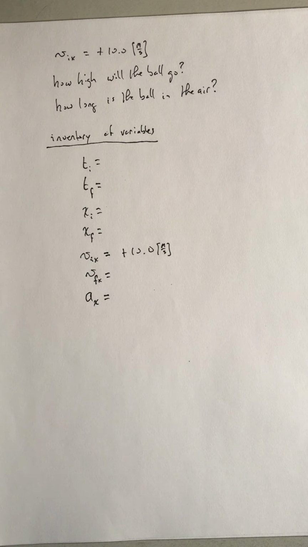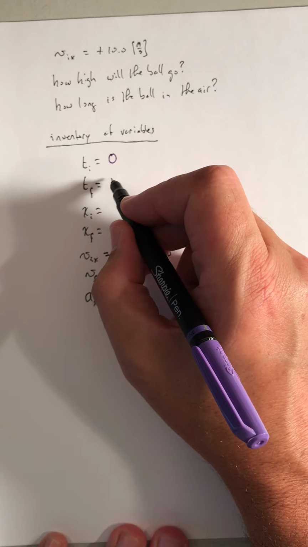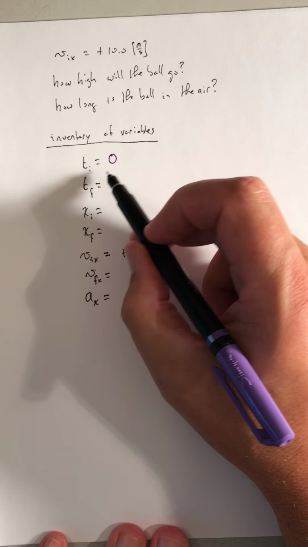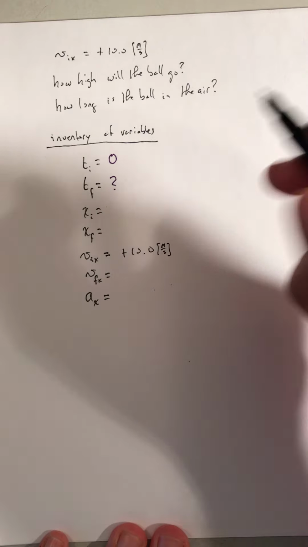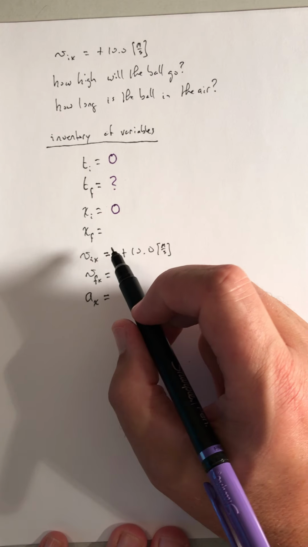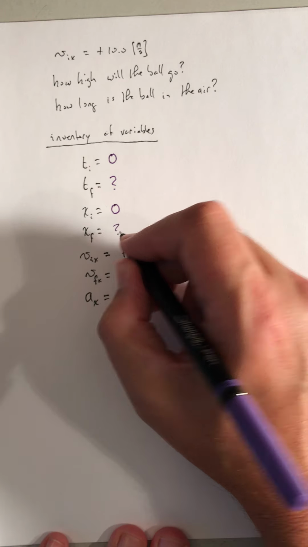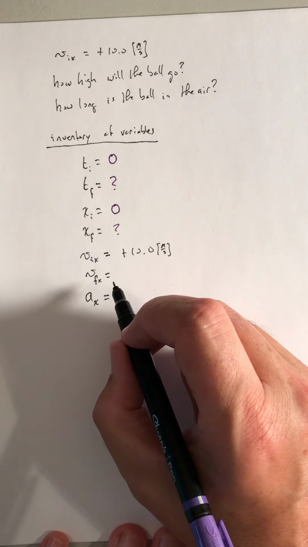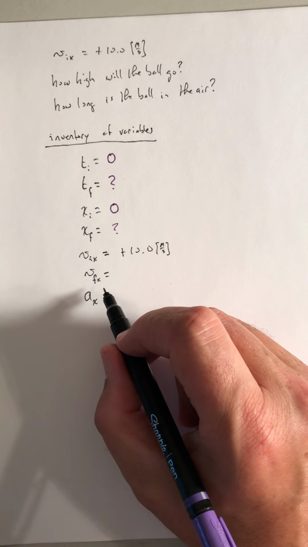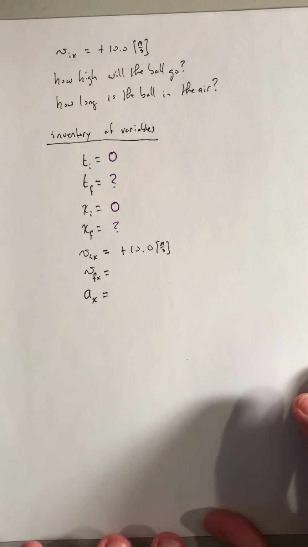Okay, so let me fill in the rest of that inventory. I can pick when I start my clock to be at a time of 0. For the final time, we need to solve for that to answer the second question. The initial position I can pick to be 0. Then the final position, we need that to answer the first question, how high will the ball go? So that's an unknown we need to solve for. V final is not given in the problem, but we do actually know what its value is.